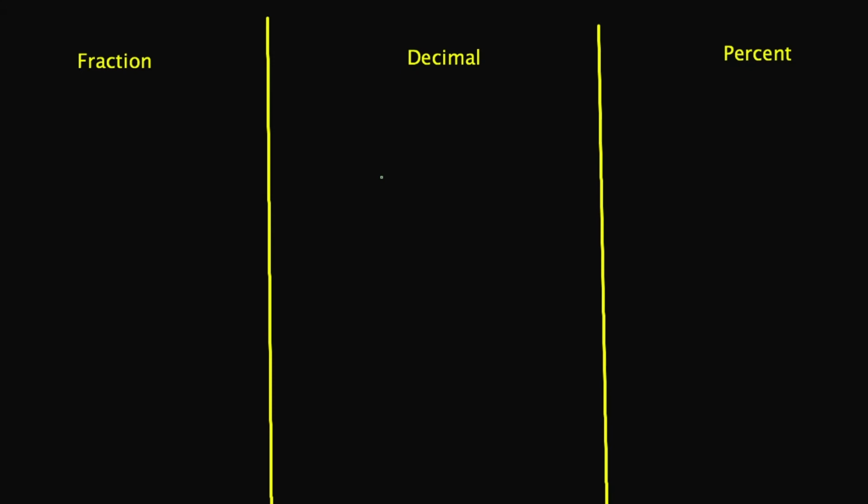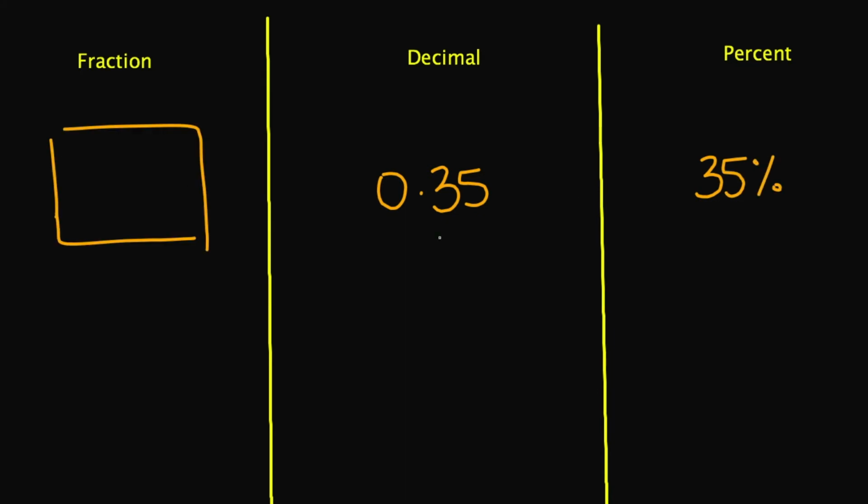So let's say I give you a decimal 0.35 and my percentage is 35%. How do I figure out what my fraction is? And again, you can do this two ways. You can turn your decimal into a fraction or your percentage into a fraction. So in this example, let's just try the percentage into a fraction. If I turn percent into a fraction, this is going to be 35 over 100.